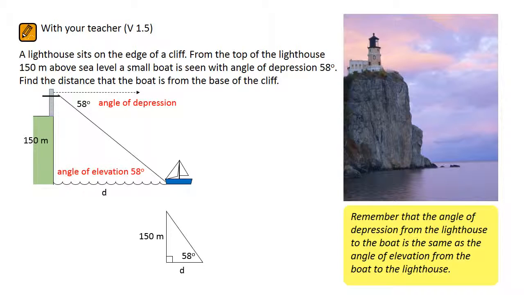The sides involved are opposite and adjacent, so this is a tan question. We can say the tan of 58 equals 150 divided by d. Multiply both sides by d. Divide both sides by the tan of 58, and we can get our calculator to work out that d is equal to 93.73 metres.